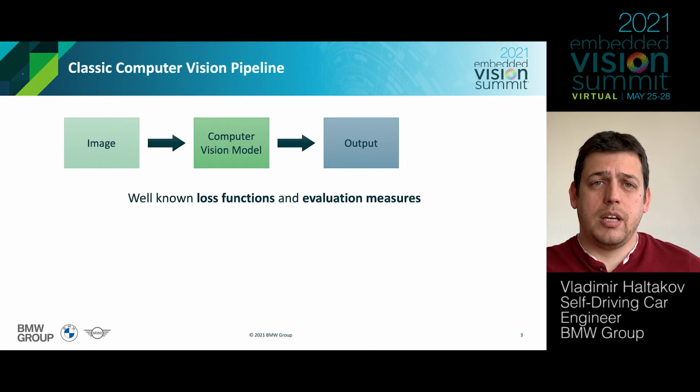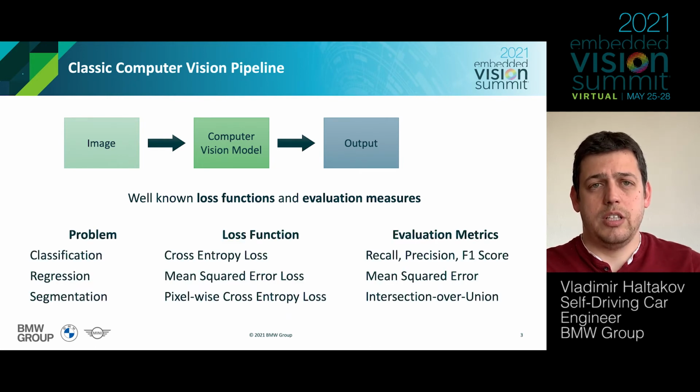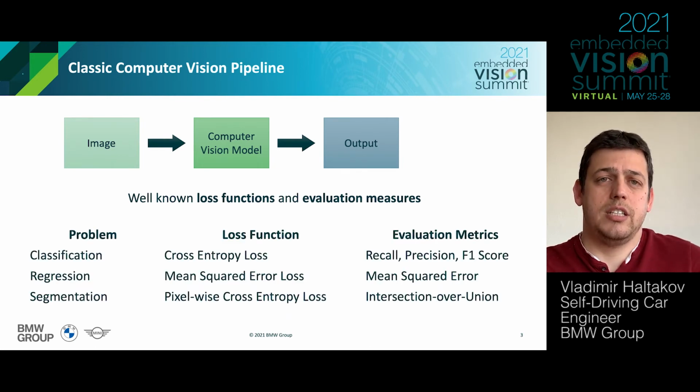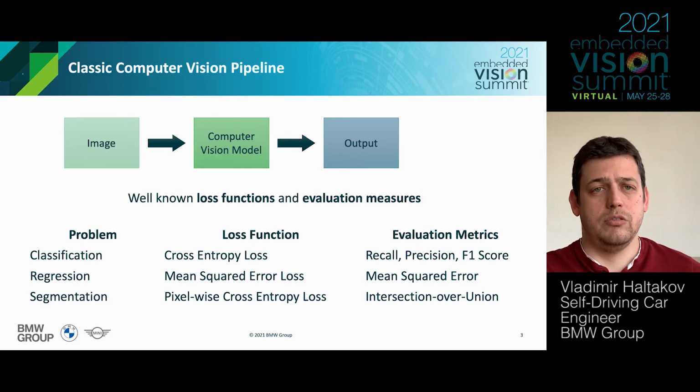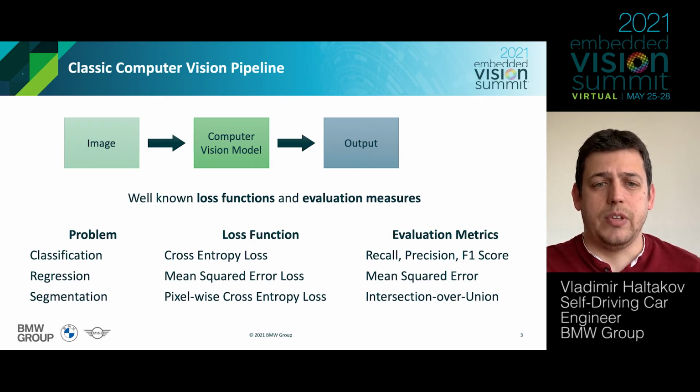And for these cases, we have some well-known loss functions and evaluation metrics. For example, for classification, we can use the cross entropy loss, and recall and precision for evaluation. For regression, we have the mean squared error, and so on.